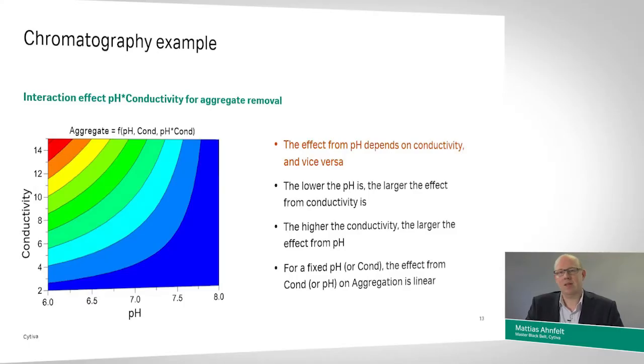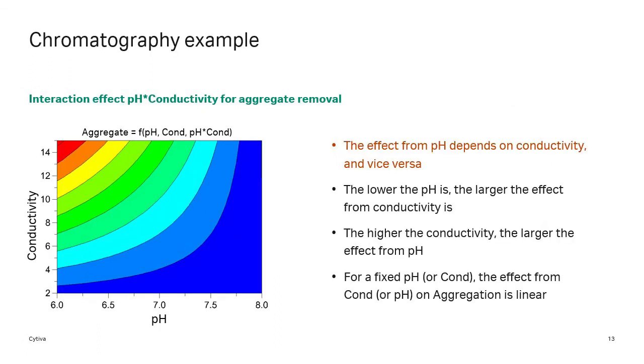So this is a real-life example of an interaction effect from an aggregate removal chromatography step. We're here looking at how pH and conductivity affect the aggregate removal. So the colors here represent the amount of aggregates we have after the step, the unit operation.